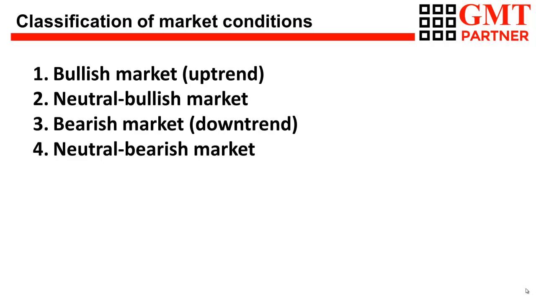1. Bullish market or uptrend. 2. Neutral bullish market, that is, the state of temporary correction or consolidation within the uptrend. 3. Bearish market or downtrend. 4. Neutral bearish market, that is, the state of temporary correction or consolidation within the downtrend.